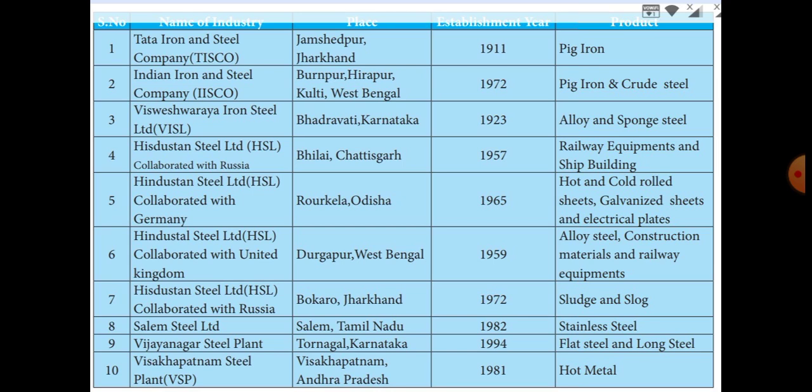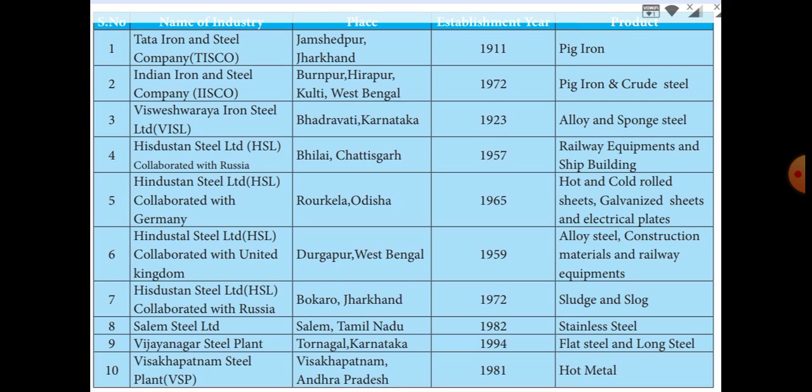Then the eighth one is Salem Steel Limited. This industry is located at Salem in Tamil Nadu. It was established in the year 1982. Stainless steel items were produced through these industries. Then the ninth one is Vijayanagar Steel Plant, in Karnataka. It was established in the year 1994. Flat steel and long steel were produced through these industries.